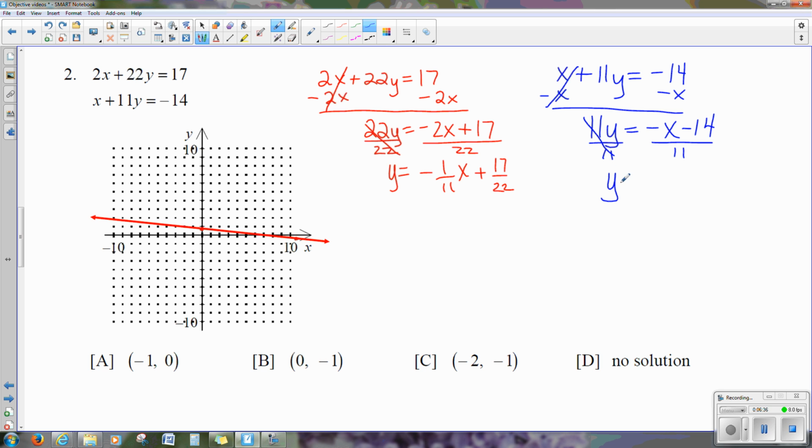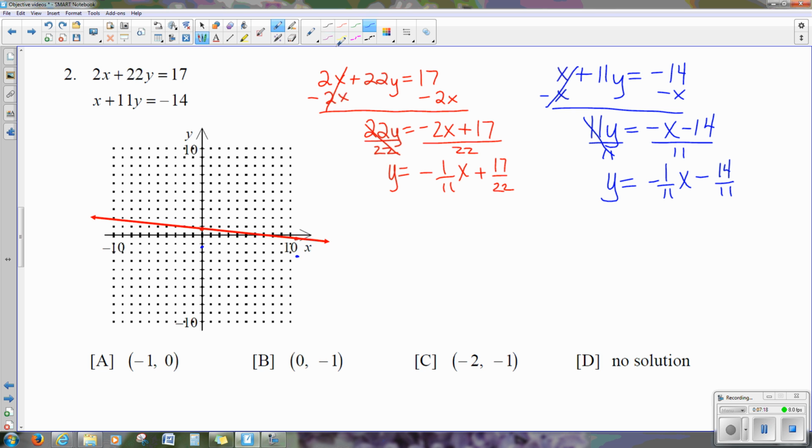We divide both sides by 11. We now have y equals -1 over 11 times x, and then -14 over 11. Okay, again, not real pretty to graph. So we have an intercept of -14 over 11. That's like -1 point something. So if we go to -1 and a little bit more, or actually a little bit less, right? Okay, now we're going to go down 1 and over 11.